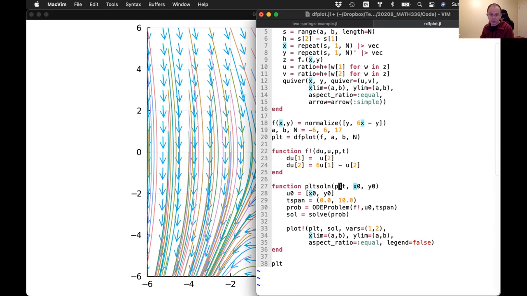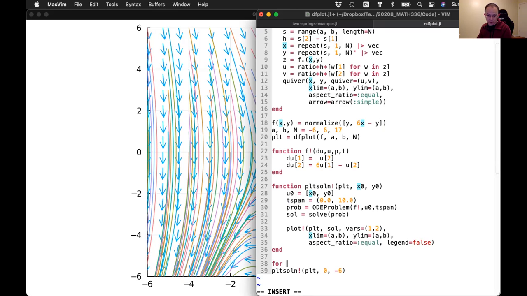And I'm going to add it to the plot like that. Okay, so let's try plot solution 0, minus 6. So I guess I want to do, oh, okay, I see. Yeah, so this will be fine.